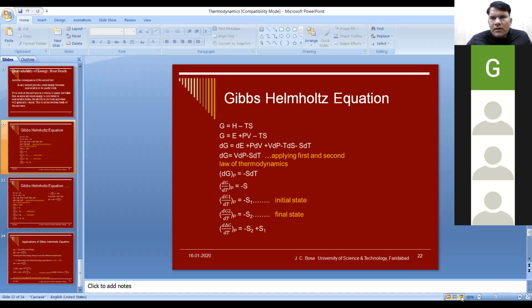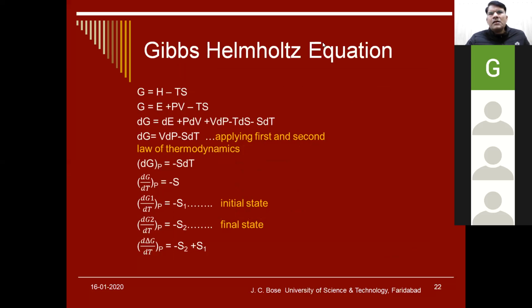Now let's have a look at this Gibbs Helmholtz equation. So Gibbs free energy G, we are defining it as H minus TS. This is nothing but enthalpy minus the temperature and the entropy.